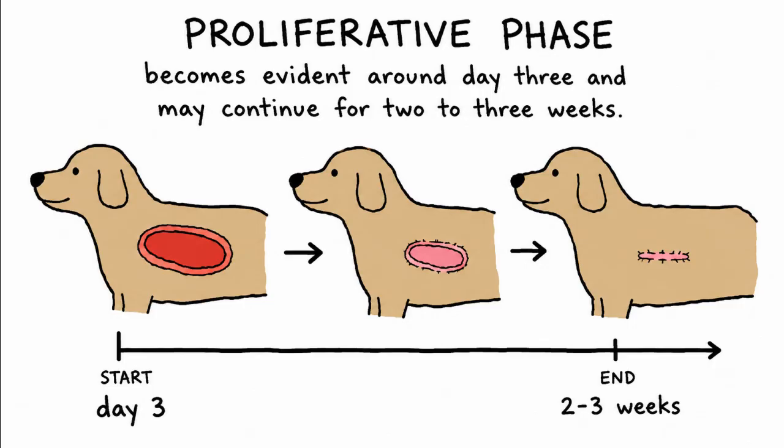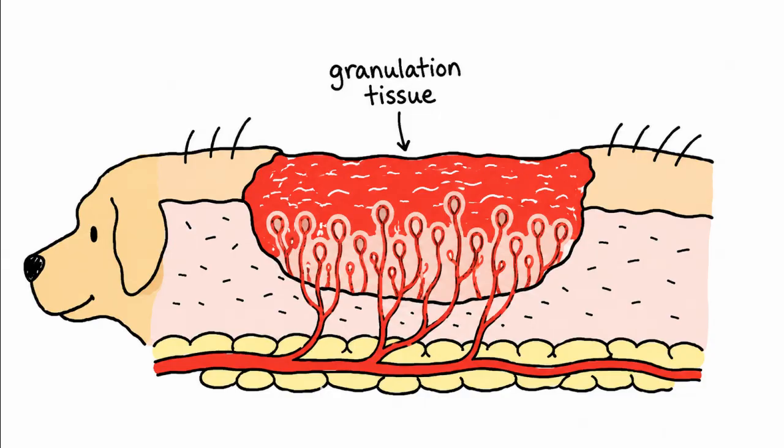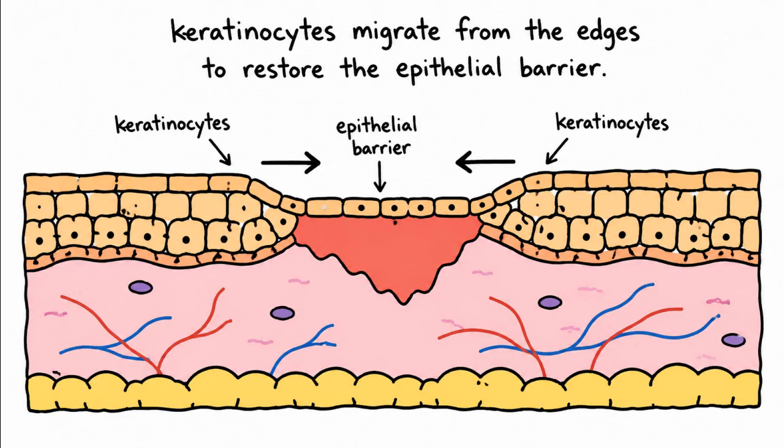The proliferative phase becomes evident around day 3 and may continue for 2 to 3 weeks. Fibroblasts build extracellular matrix and deposit early collagen. Endothelial cells create new capillaries through angiogenesis, forming red, moist granulation tissue. Keratinocytes migrate from the edges to restore the epithelial barrier.